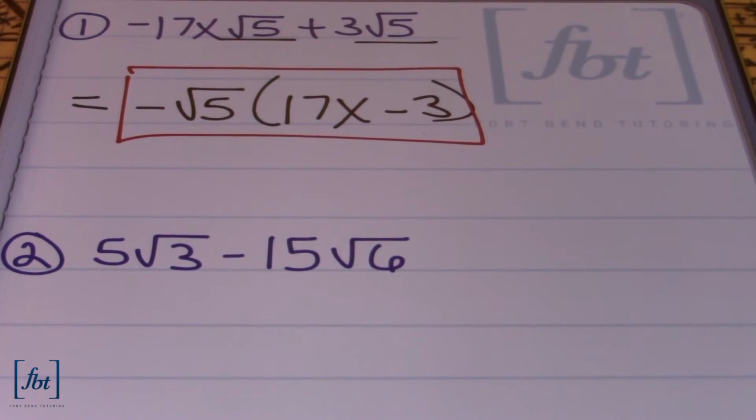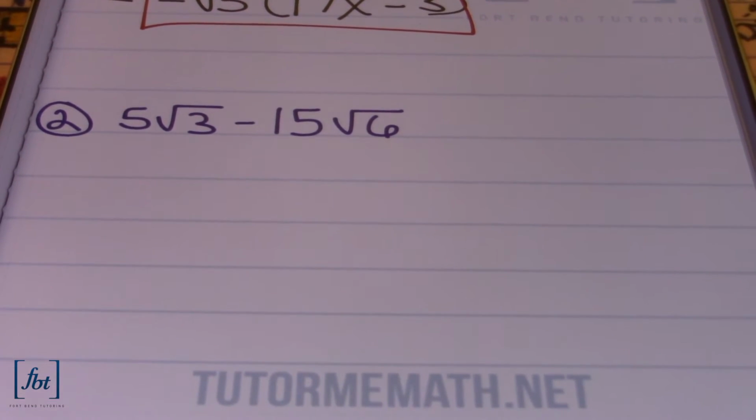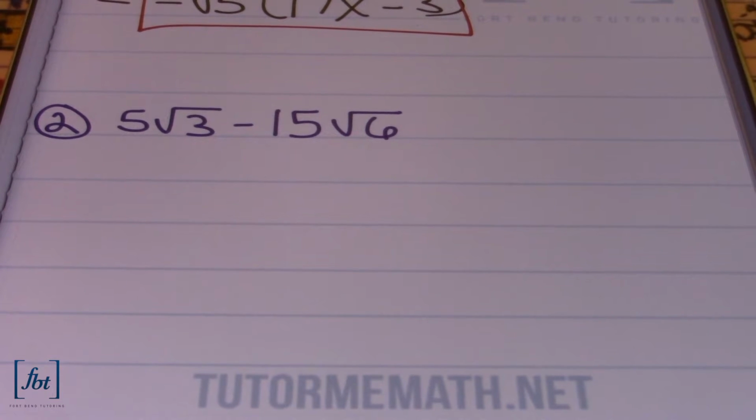I'm on to problem number 2. In problem number 2 here, we have 5 times the square root of 3 minus 15 times the square root of 6. What we want to do is first look for the GCF, the greatest common factor, what these two terms have in common. So let's get to factoring.